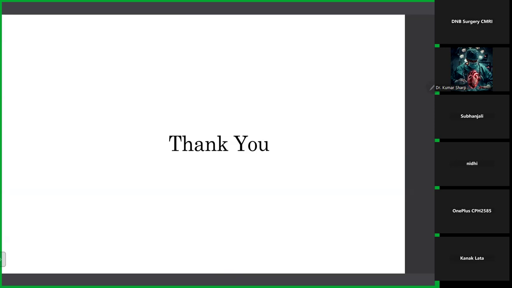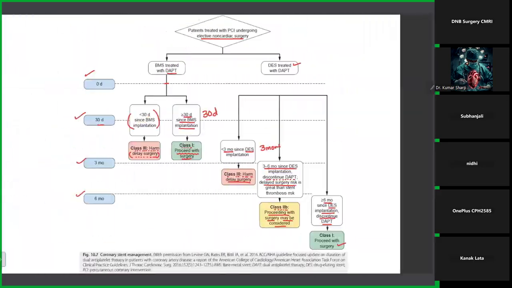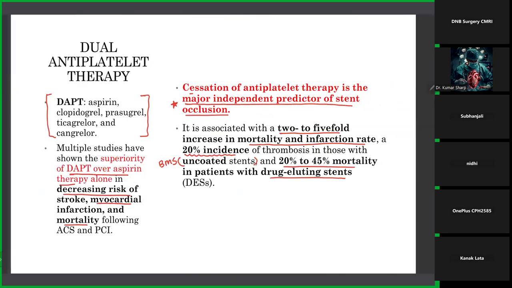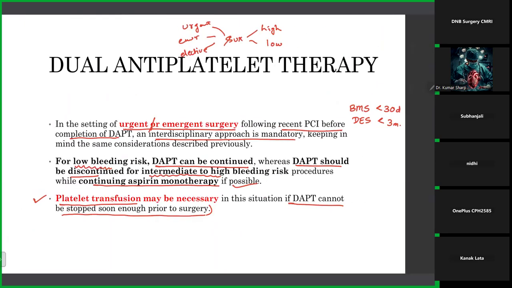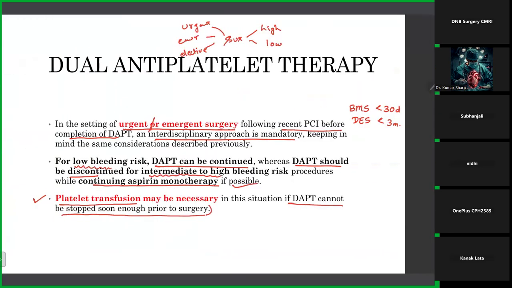PCC can be given, isn't it? The recommendation says PRP, platelet-rich plasma, should be transfused, and it can reverse 40% of the antiplatelet effect of clopidogrel, because all of us know that clopidogrel has an irreversible platelet function effect. So 40% can be reversed, and the surgery should be done within 6 hours of transfusion of the last platelet.